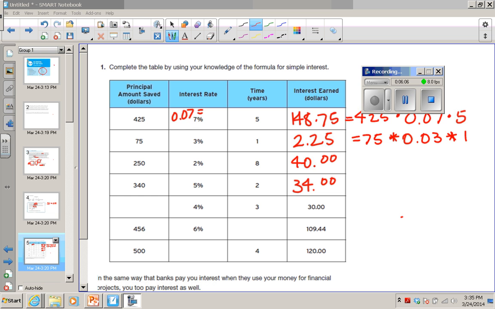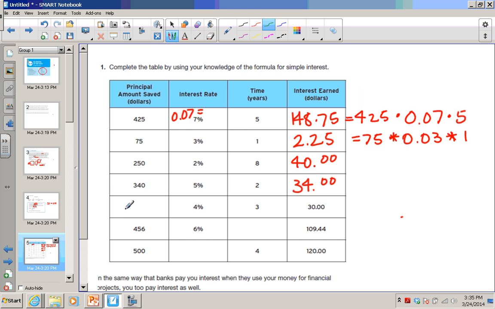Okay, hopefully you did those pretty easily. Now, this next problem is a little bit different. That's why I stopped, because we're going to talk about this different kind of problem. We have the principal times our interest rate percentage, which is represented by R, and we also have the time frame, and all of that is going to equal our interest.